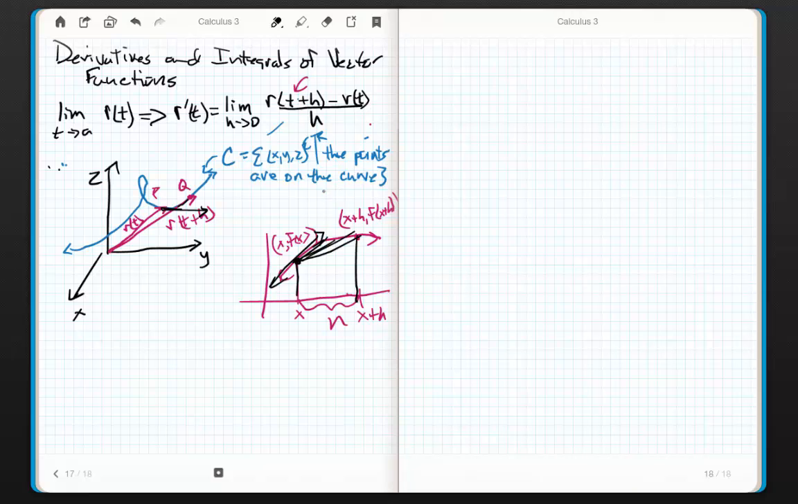Again, if push comes to shove and you're confused, just look at the notation and look at the process. We're doing exactly the same thing. Now, there is one thing that we need to talk about. It's called the unit tangent vector.